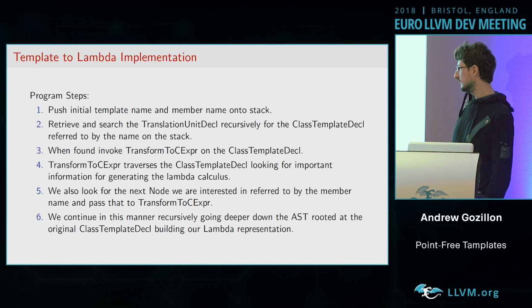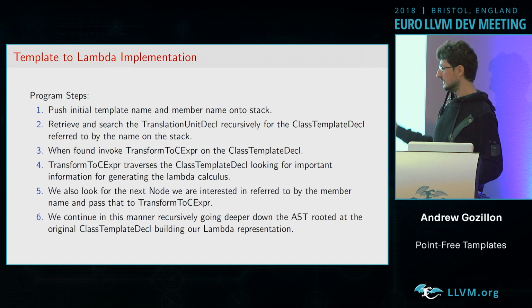Once we're traversing down this, we are looking for information to generate a lambda calculus, but we're also looking for the next node, which is referred to by our member name. In this case, it would probably be looking for type. Then it would pass that to the next call to transform to cexpr, and we progress down like this all the way until we've got our endpoint lambda representation.